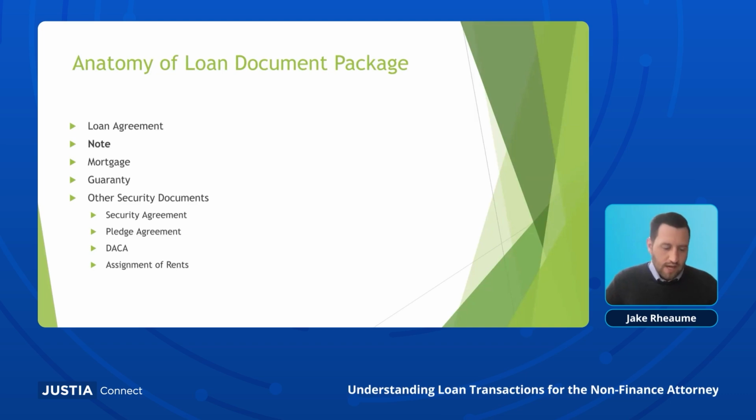Okay, the note. I've said note quite a few times up to this point, but this is the actual debt instrument between the borrower and the bank, and it represents the maximum indebtedness under the loan. I say maximum because under a revolving line or a non-revolving line, it depends on how much the borrower actually draws.